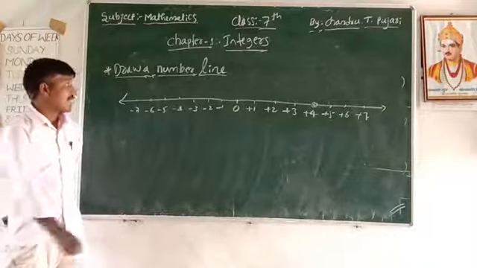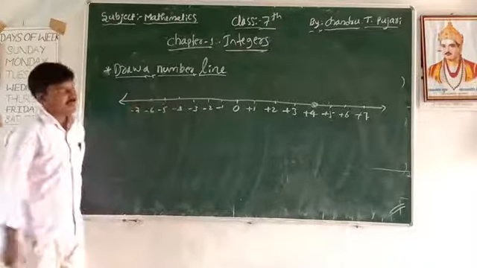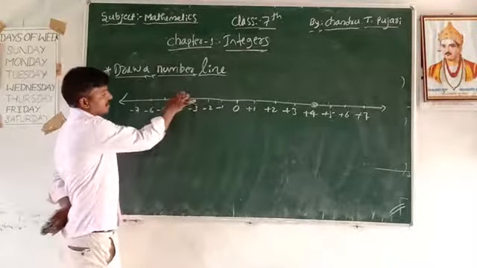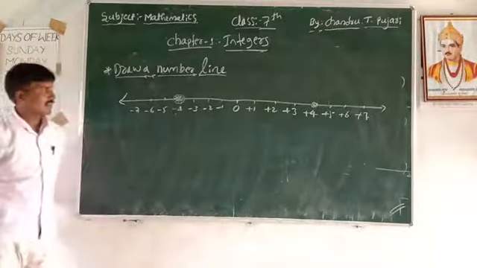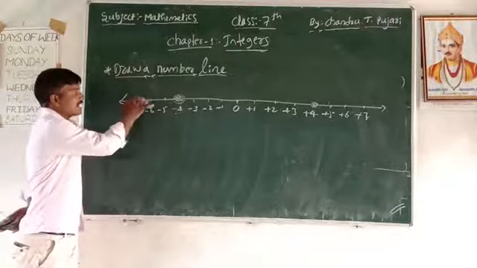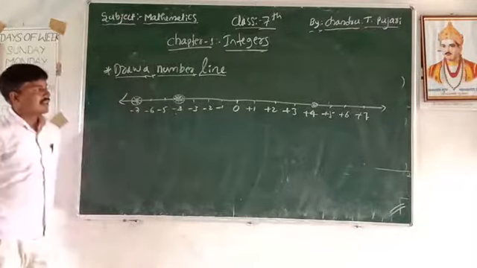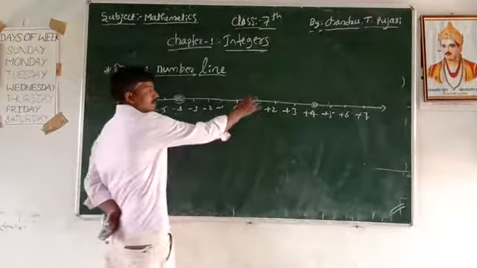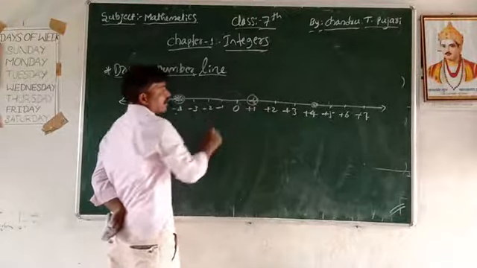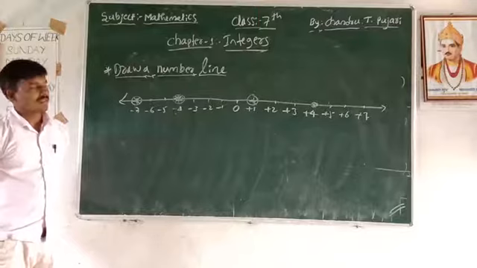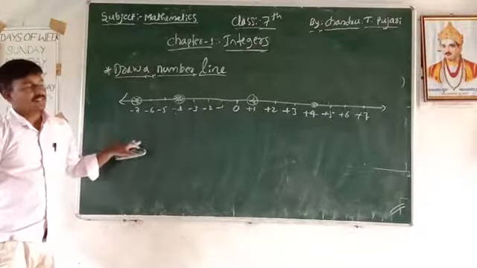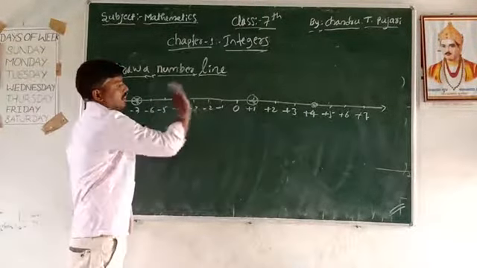Or otherwise minus 4 on the number line. This is minus 4 on the number line. Next, minus 7 on the number line. Or otherwise plus 1 on the number line. You can mention integers like this on the number line, all the integers on the number line.